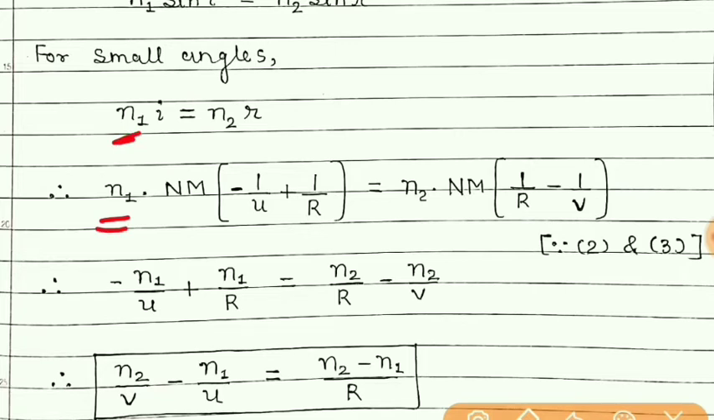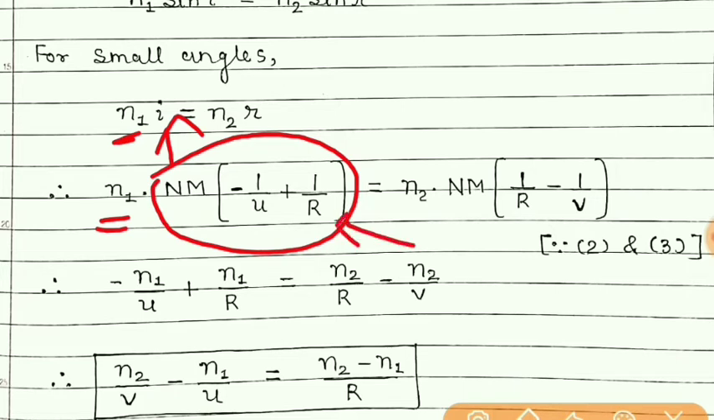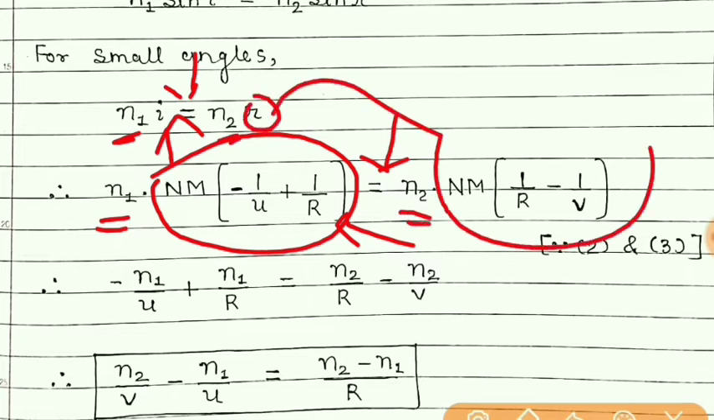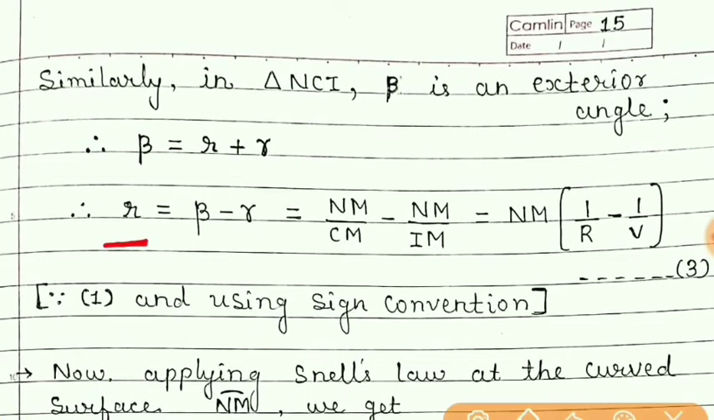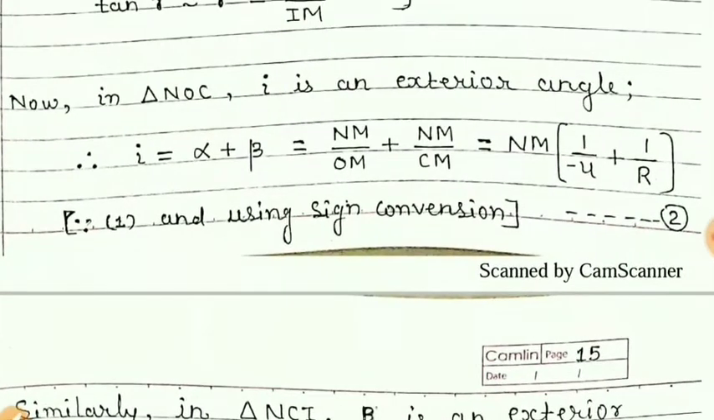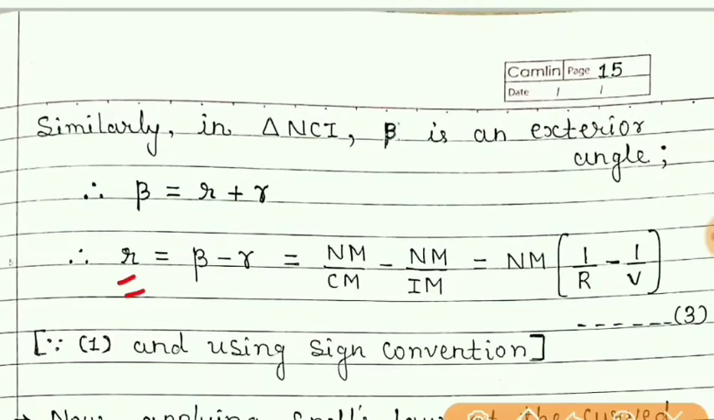Now n1 into i. But what is i? From equation number 2, i is equal to this, and n2 r. But what is r? r is NM into 1 upon R minus 1 upon v, that we have used from equation number 3. So these values of i and r are used from equation number 3 and equation number 2, and that's why we first obtained these angles, the angle of incidence as well as the angle of refraction.